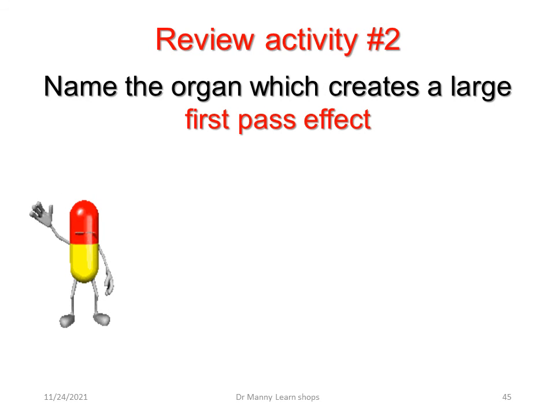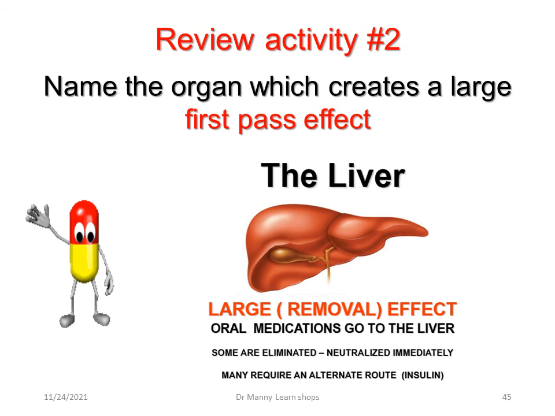Name the organ which creates a large first pass effect. Well, that organ is the liver, and it has a large removal effect on oral medications because they go to the liver. Some are eliminated, some are neutralized immediately. Many require an alternate route, such as, for example, insulin. If insulin is taken orally, the first pass effect will destroy it immediately, so therefore it's given subcutaneously, intramuscularly, not recommended typically, or intravenously.